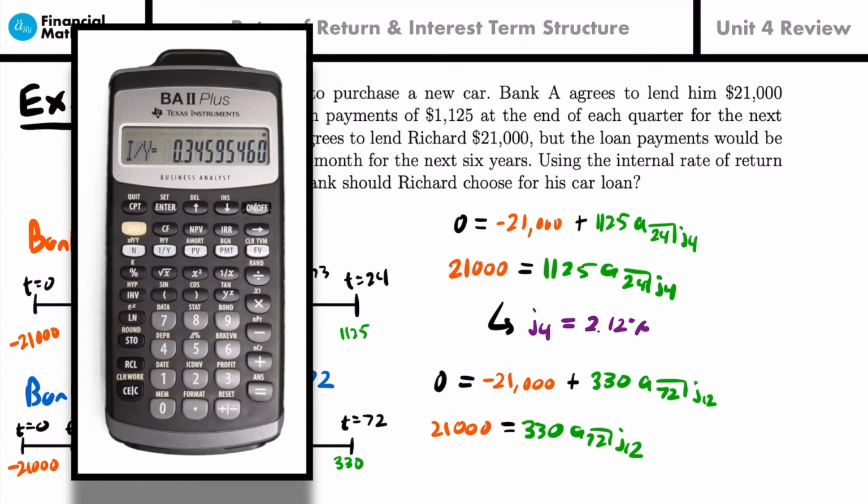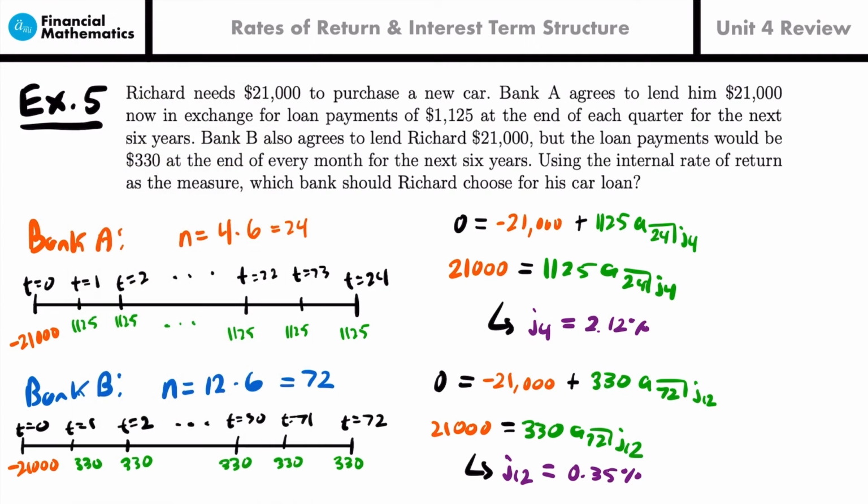This time it's 0.35% if you round off to 2 decimal places. So that's our monthly interest rate. Okay? So we have now found that J sub 12 is equal to 0.35%. Okay? So now we're good to go. We were able to use our financial calculator to help us save some time here, because like I've already said, trying to find those interest rates by hand would not have been very fun.